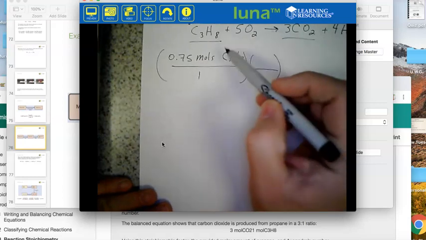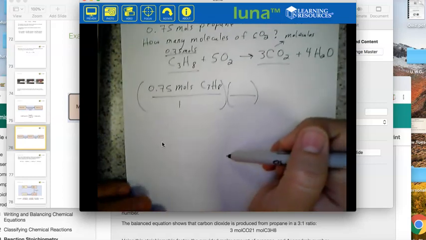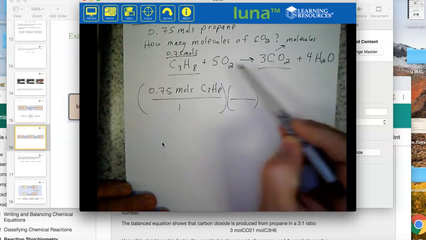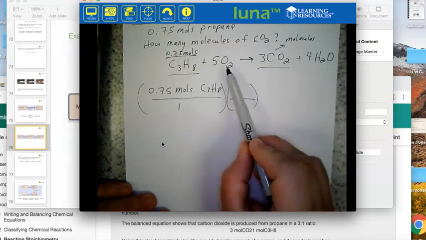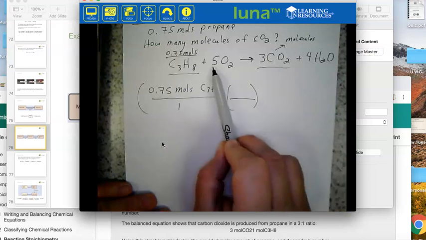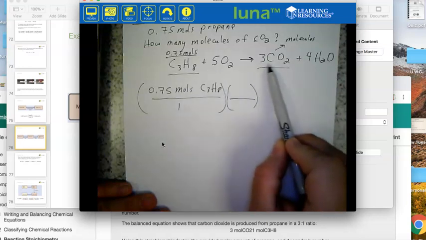I'm going to go from moles of propane to moles of CO2 using what's called my molar ratio, which I get from the balanced chemical equation. We can verify quickly that they did give us a balanced equation. Here I have 3 carbon atoms on both sides. I have 8 hydrogen atoms. I have 10 oxygen atoms.